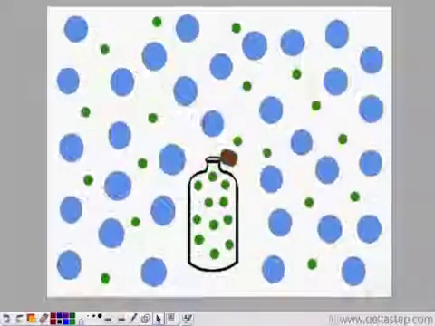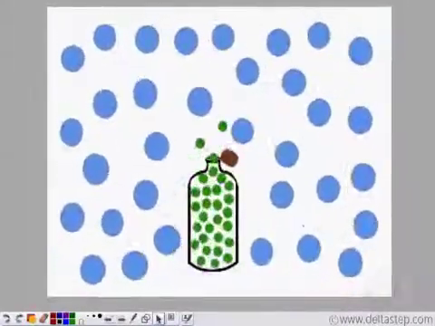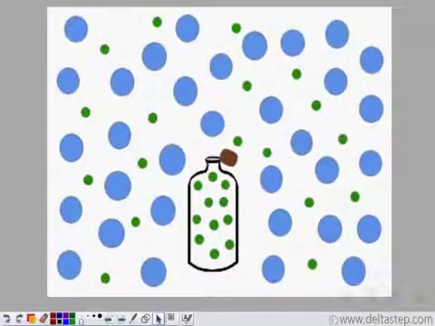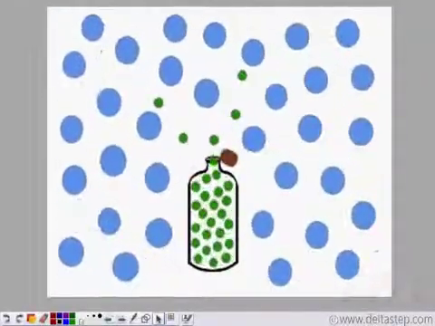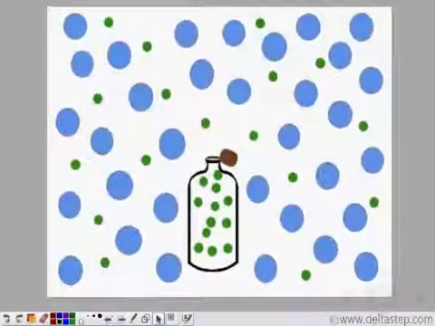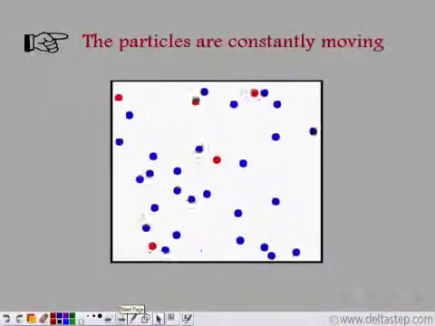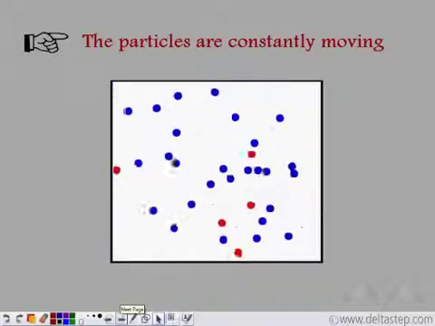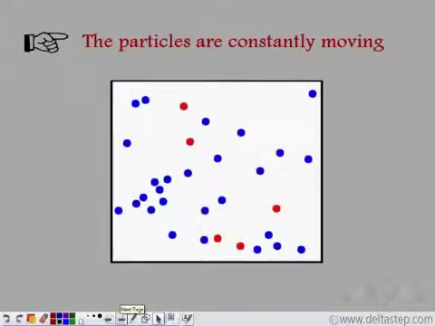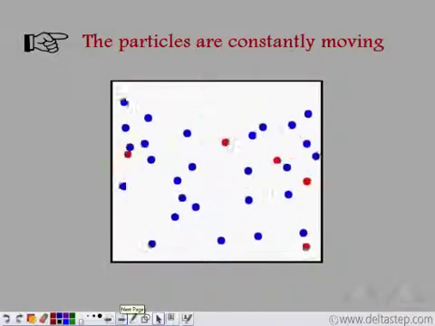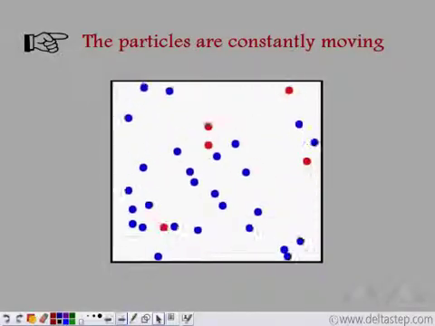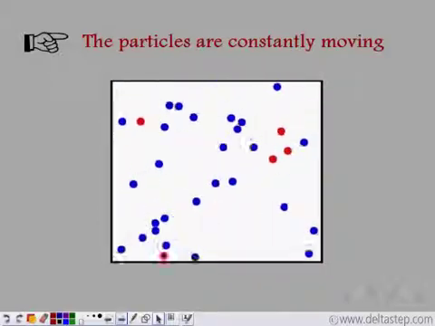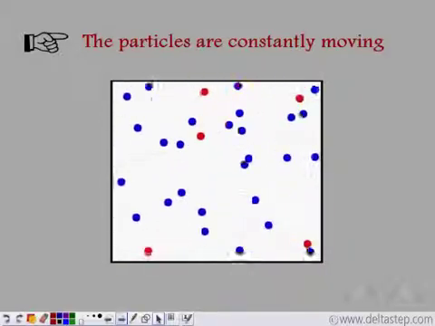So if a person applies perfume standing on one corner of the room, those particles start moving. Since they start moving, even if you're standing on the other corner of the room, you are able to smell it. So all the particles of matter are in a state of constant motion. When they move, they collide with each other and with the walls of the enclosing area. So all these particles are always in a state of constant motion.